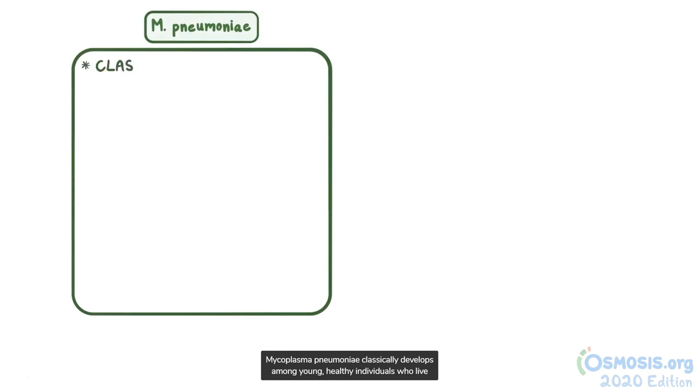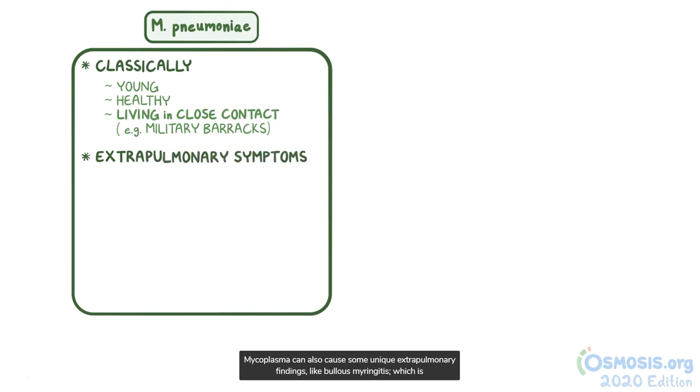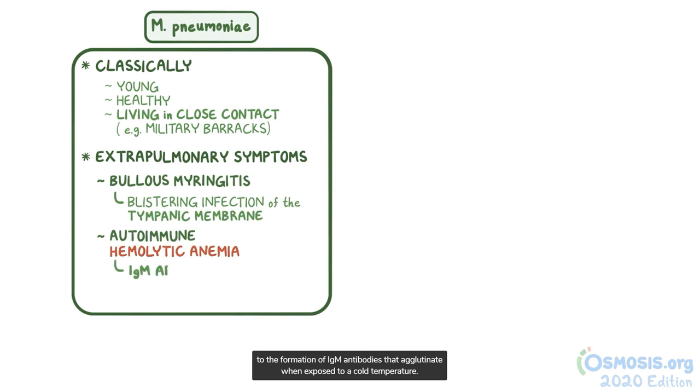Mycoplasma pneumoniae classically develops among young, healthy individuals who live in close contact with one another, like soldiers in military barracks. Mycoplasma can also cause some unique extrapulmonary findings, like bullous myringitis, which is a blistering infection of the tympanic membrane, as well as autoimmune hemolytic anemia due to the formation of IgM antibodies that agglutinate when exposed to cold temperature.